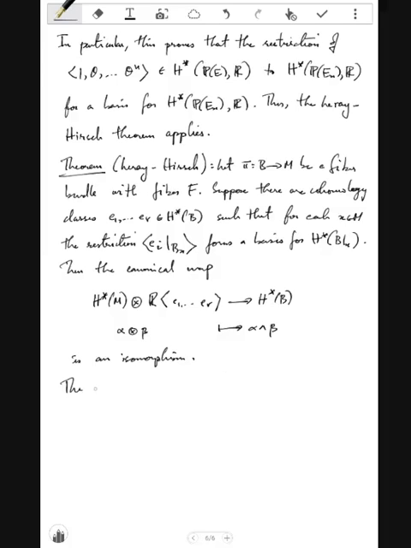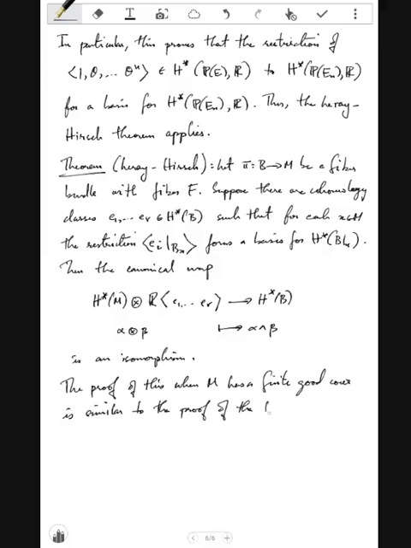So the proof of this, when M has a finite good cover, is similar to the proof of the Künneth formula, and is left to the reader.